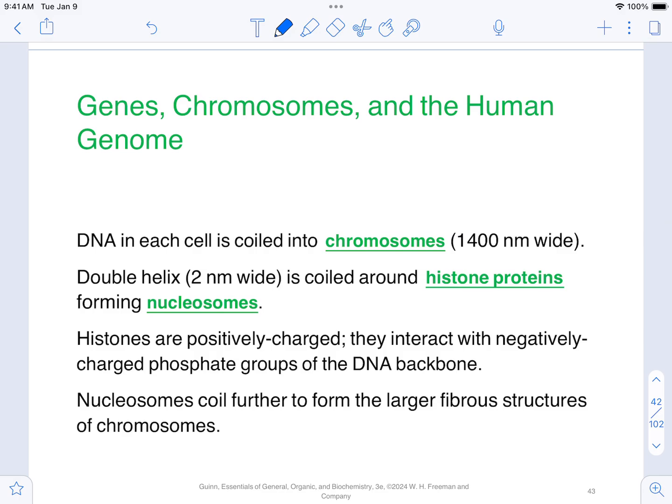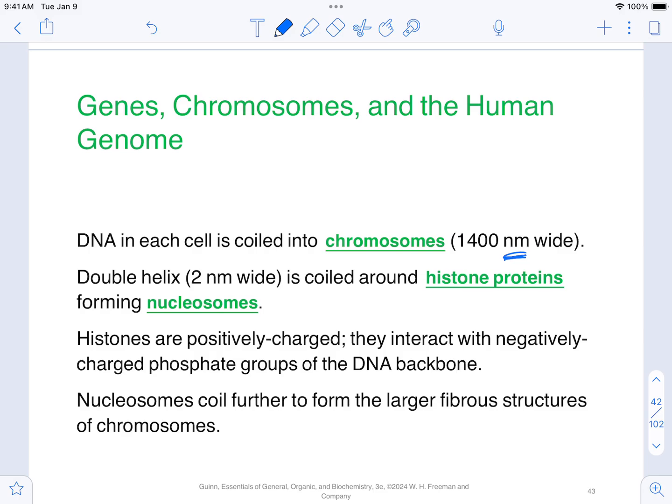Okay, getting into chromosomes and the human genome. So your DNA, if it was stretched out into just a straight line, it would measure about 1 meter long, a little bit more than 1 meter long. But it's not. Our DNA in our cells is actually coiled into what's called chromosomes, which are very small, 1400 nanometers wide. The double helix, which the DNA forms, is about 2 nanometers wide.